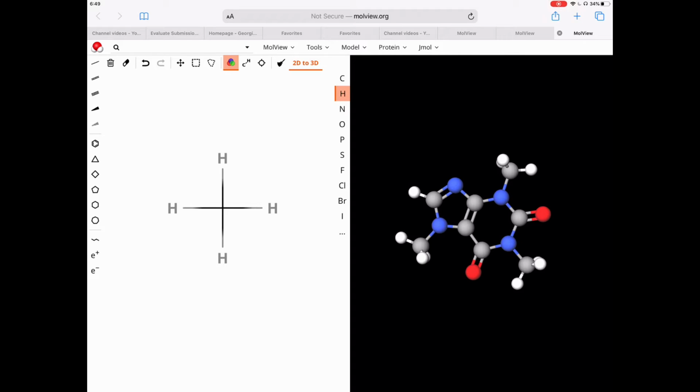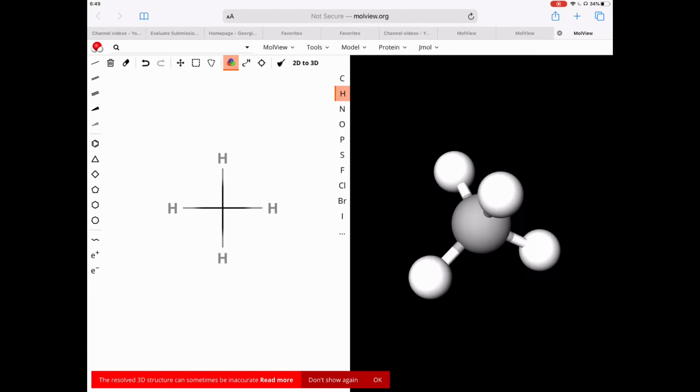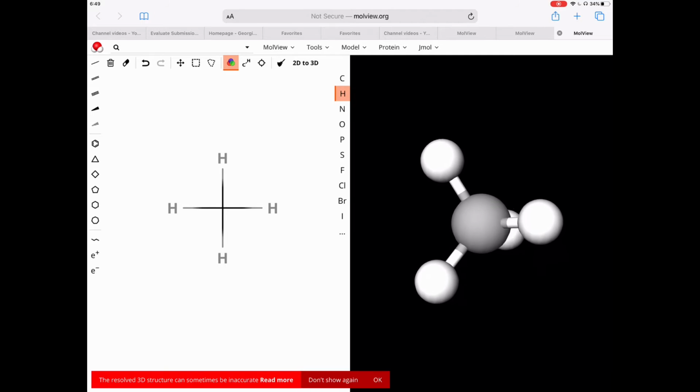Now you can transfer this to the 3D. So click the 2D to 3D on the top, and there you go. So now we have a 3D view of your methane molecule. Notice that it's no longer flat. It's a tetrahedral molecule. The shape of the molecule is tetrahedral.